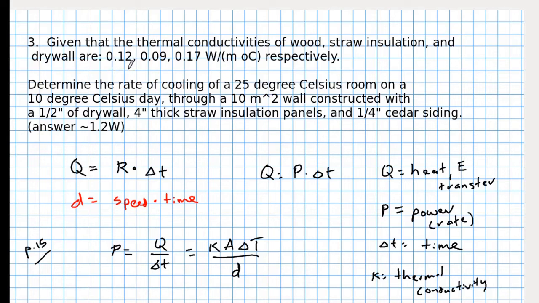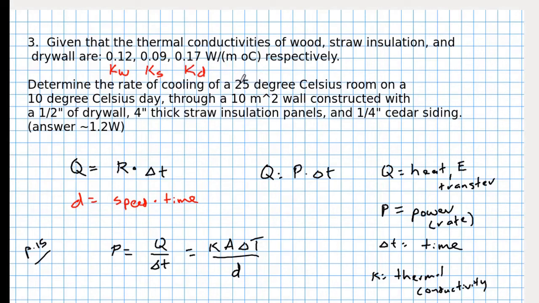Hold on, let me make that red so it's easier to see. So we've got a K for wood of 0.12. We've got a K for straw insulation of 0.09. So the straw insulation is not quite as good at conducting heat as the wood. And we have drywall, I'm going to call that one KD, that is a higher conductivity.